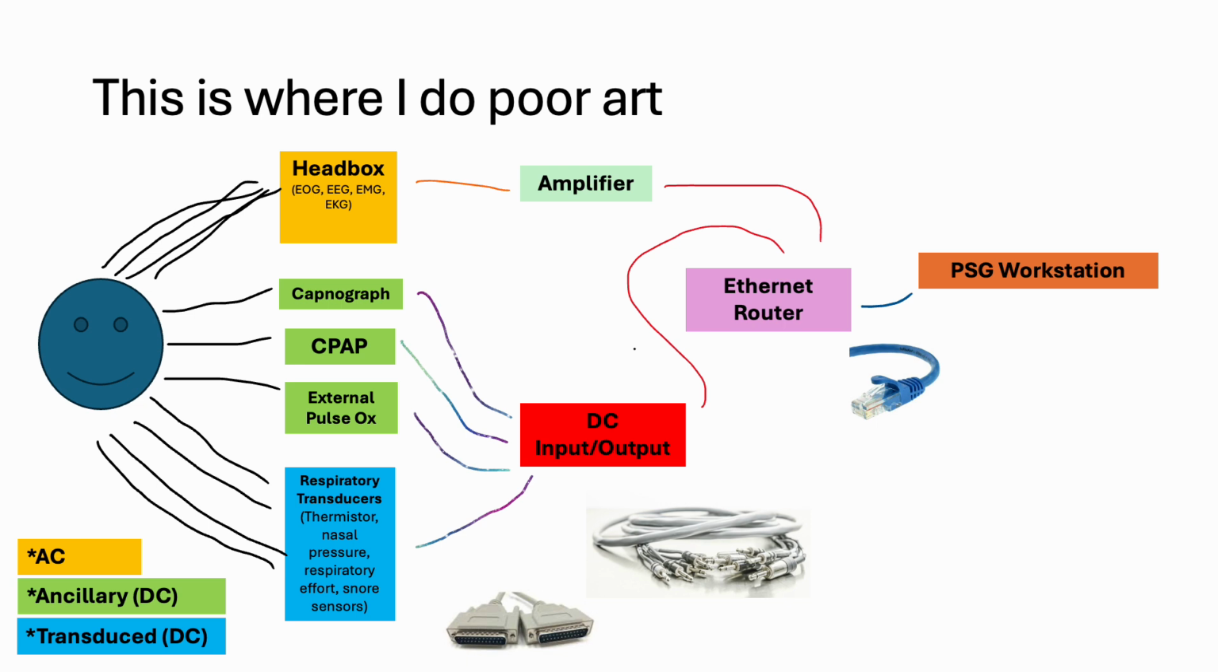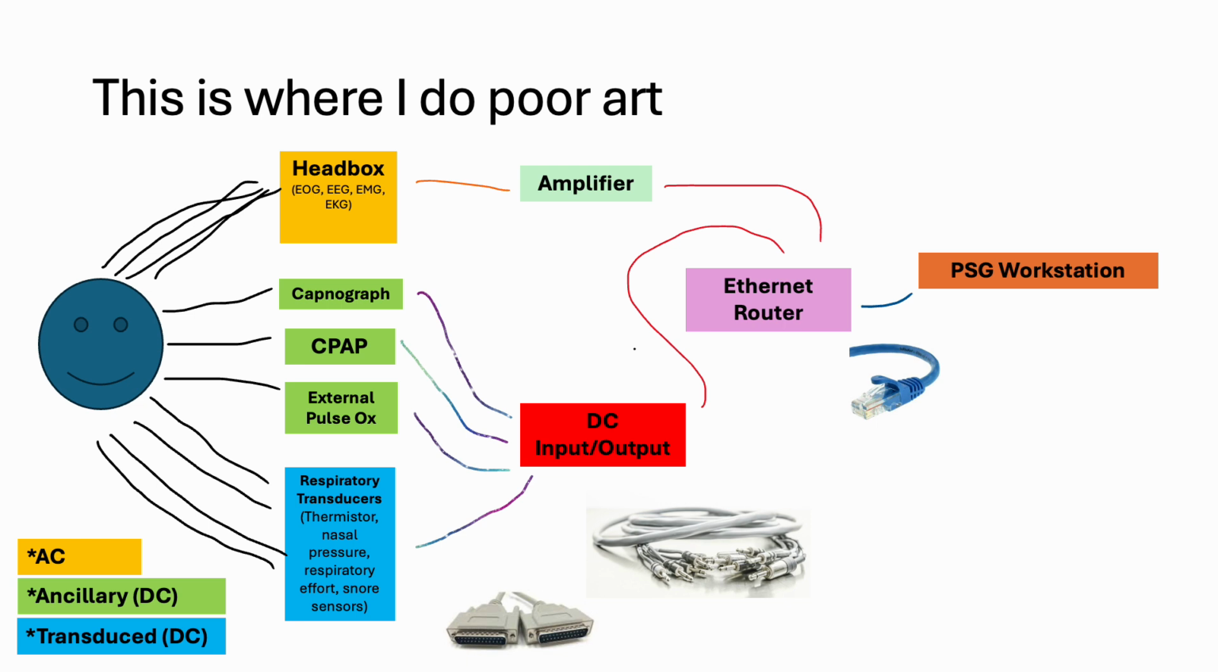Once everything is plugged into the DC box or the AC amplifier, those signals are taken through an Ethernet router, because you may have up to 3 or 4 Ethernet signals, depending on if the CPAP uses Ethernet output. The Ethernet router takes the AC and DC signals and sends it all to the PSG workstation computer where we can view the data. Take a moment to look at all the potential wires and connections that can be slightly unplugged or that could be broken. There are a ton.